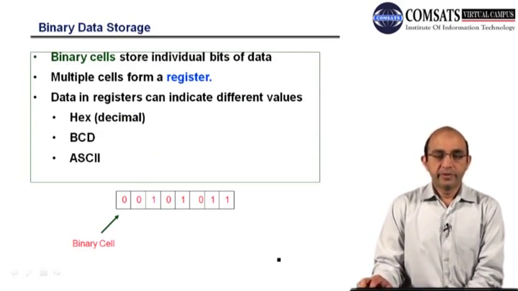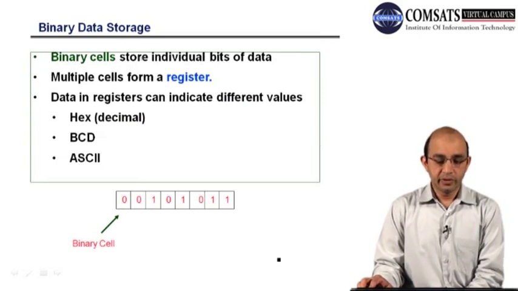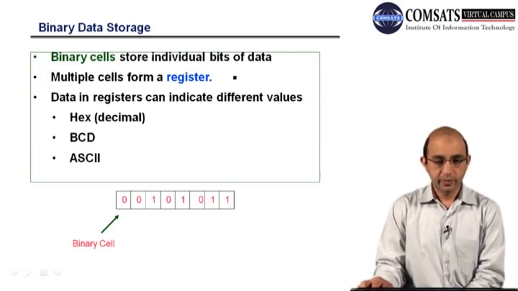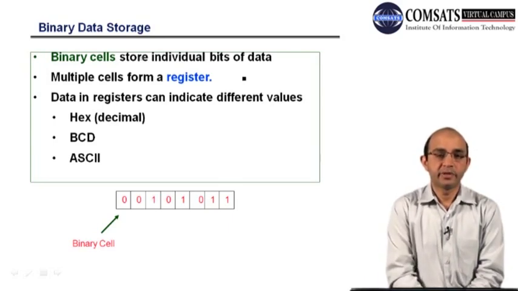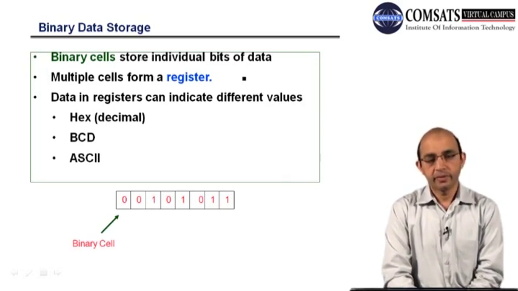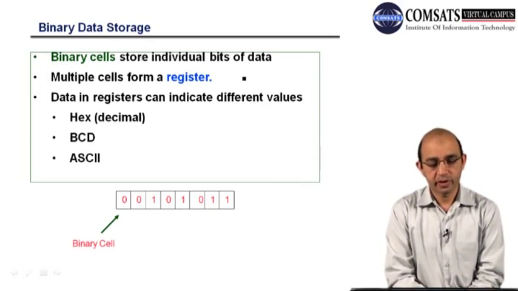So after talking about those different coding schemes, let's talk about the storage, right? Because in our computer system we have to store the data in order to process that data or maybe for future use, right? So we need binary cells to store the data, and when we combine those different binary cells, we call them a register, right?